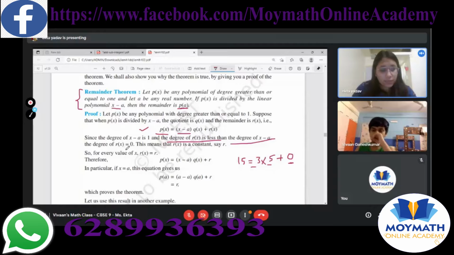The degree of r(x) is less than the degree of x minus a. Now, what is the degree of x minus a? 1. And if 1 is the degree, then it is less than the degree of.